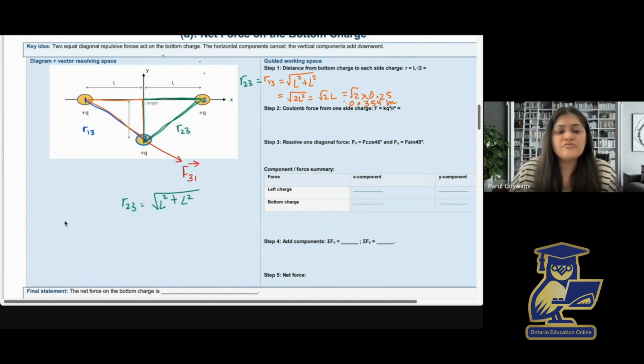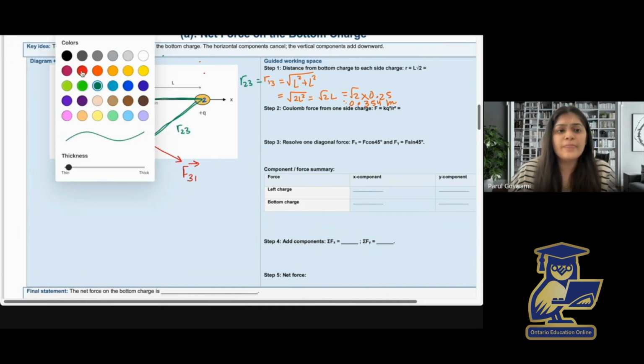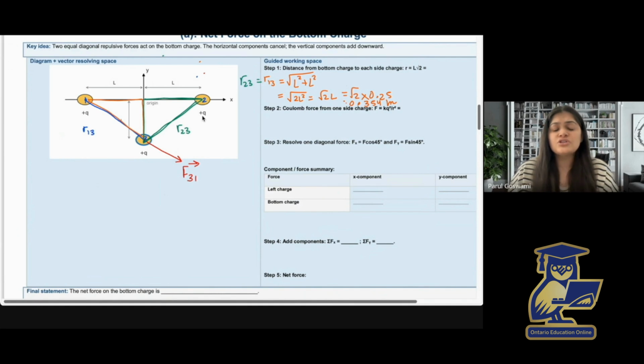Now let's draw the force vector that charge 3 is going to experience due to charge 2. Charge 3 and charge 2 again are of the same nature. Charge 3 is going to experience a repulsive force because of charge 2. So charge 2 is going to push charge 3 away along this diagonal and towards the left. So this will be the F32 force vector.